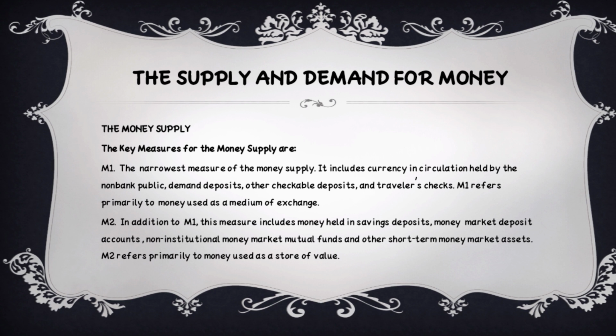And M1 refers primarily to money used as a medium of exchange. Second is M2. In addition to M1, this measure includes money held in savings deposits, money market deposit accounts, non-institutional money market mutual funds, and other short-term money market assets. And M2 refers primarily to money used as a store of value.